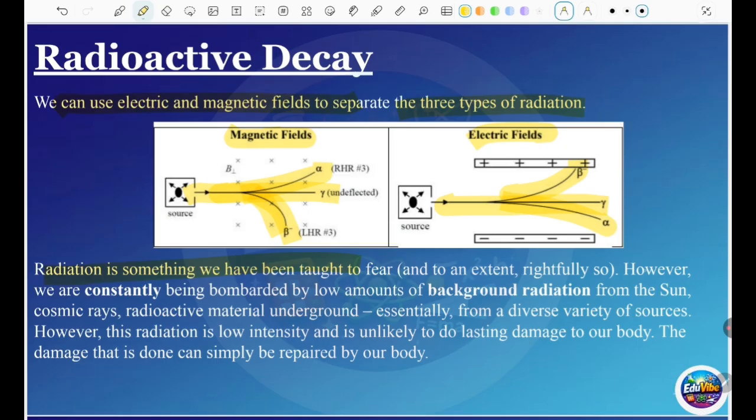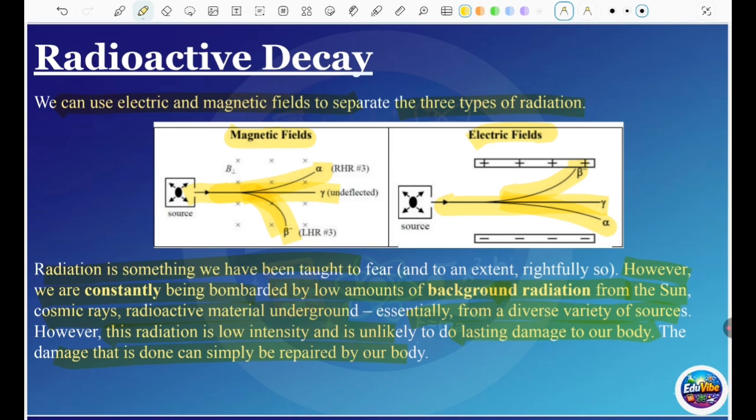Radiation is something that we have been taught to fear. However, we are constantly being bombarded by low amounts of background radiation from the sun. So the sun is a type of background radiation. It releases radiation in very low amounts. There are also cosmic rays and radioactive material underground, from a diverse variety of sources. However, this radiation has a very low intensity and is unlikely to cause lasting damage to our body. The damage that is done can simply be repaired by our body.